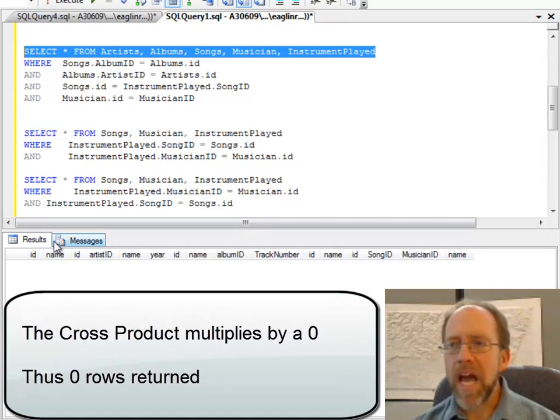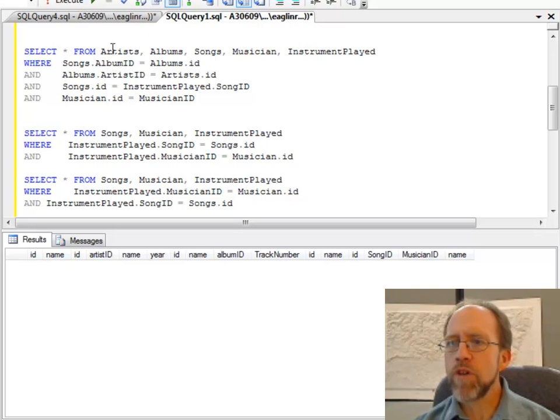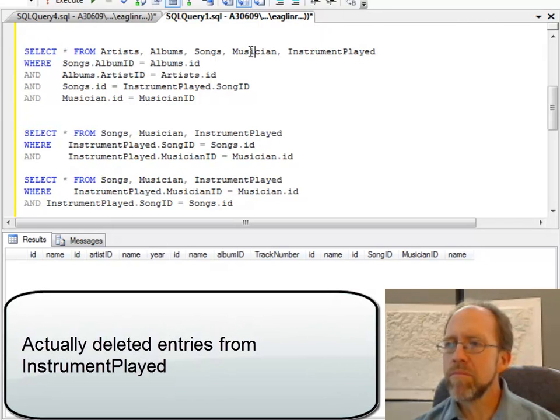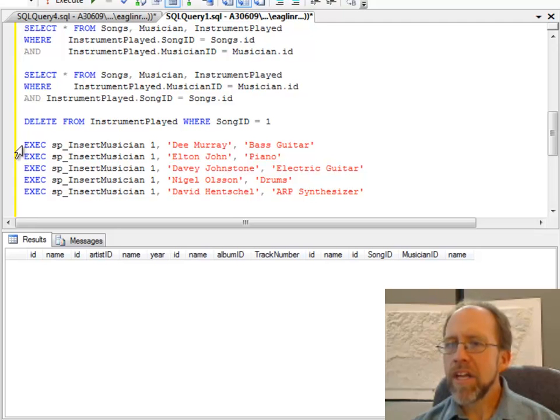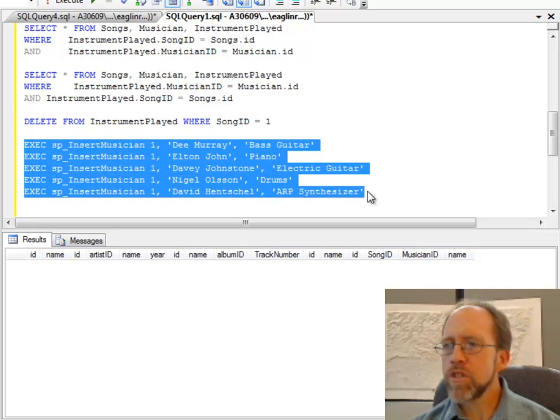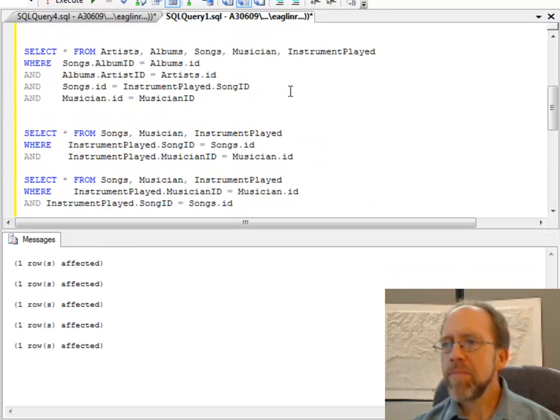If I execute, now I get nothing. If you notice, there's no returns. Well, why? I just deleted all the musicians. That's zero. Now I have a cross product of a number times a number times a number times a zero times a number. Actually, I deleted out of the musician table. So, as you can see, times zero always gives you nothing down here. Now I have a stored procedure which inserts them back, so I can execute that and it'll bring them back. And then when I come back up here and run this, I'll get the cross product again.